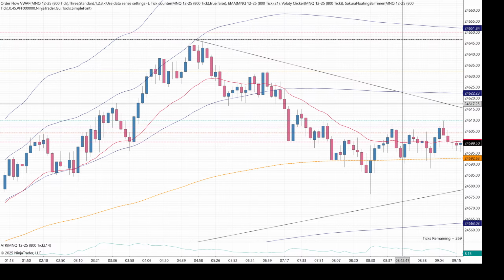We are going to be trading the NQ futures using the 800 tick chart this morning. We are about 13 minutes before market open.